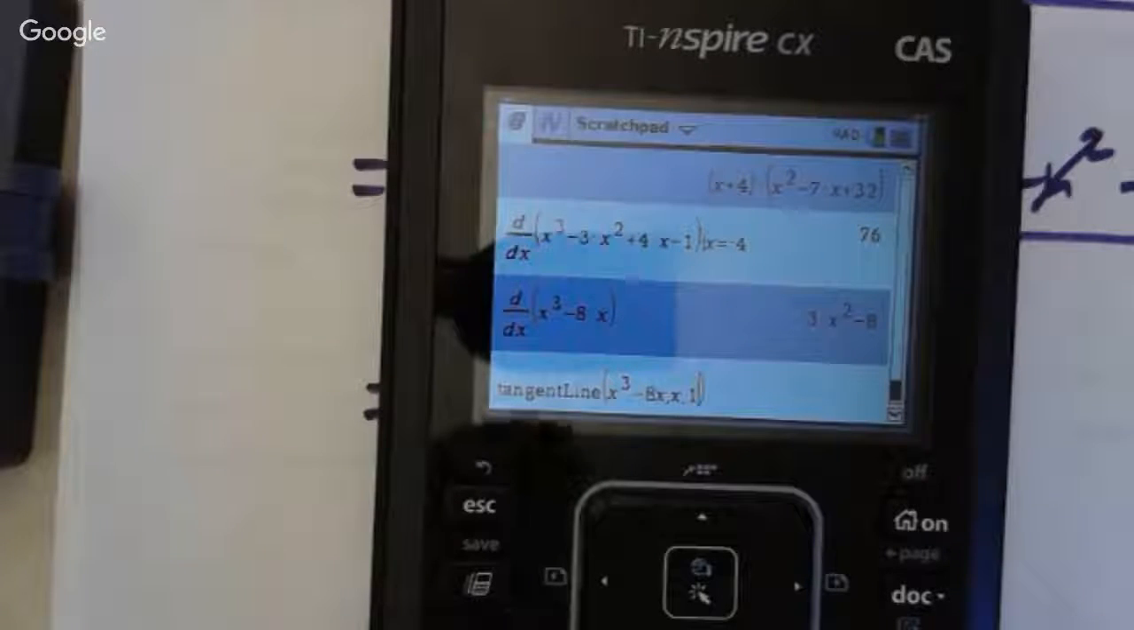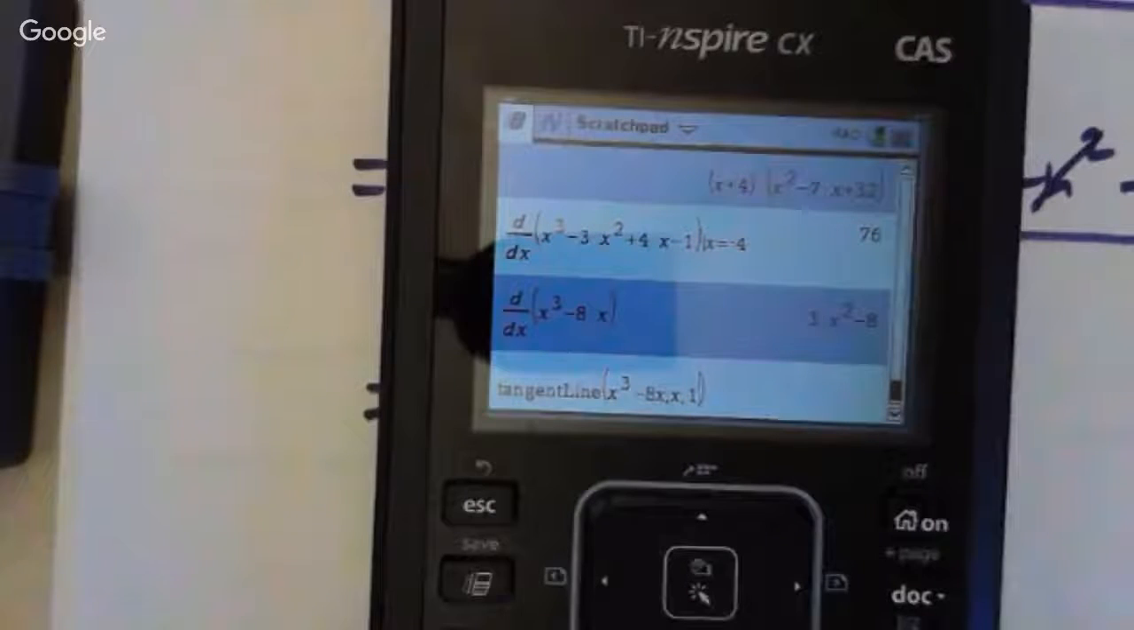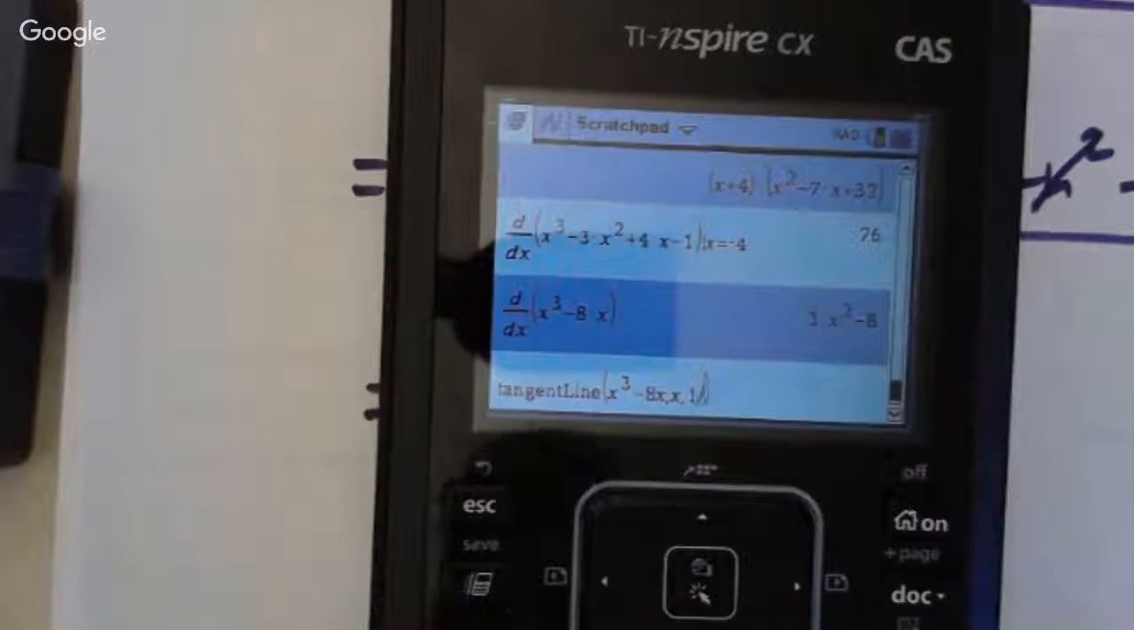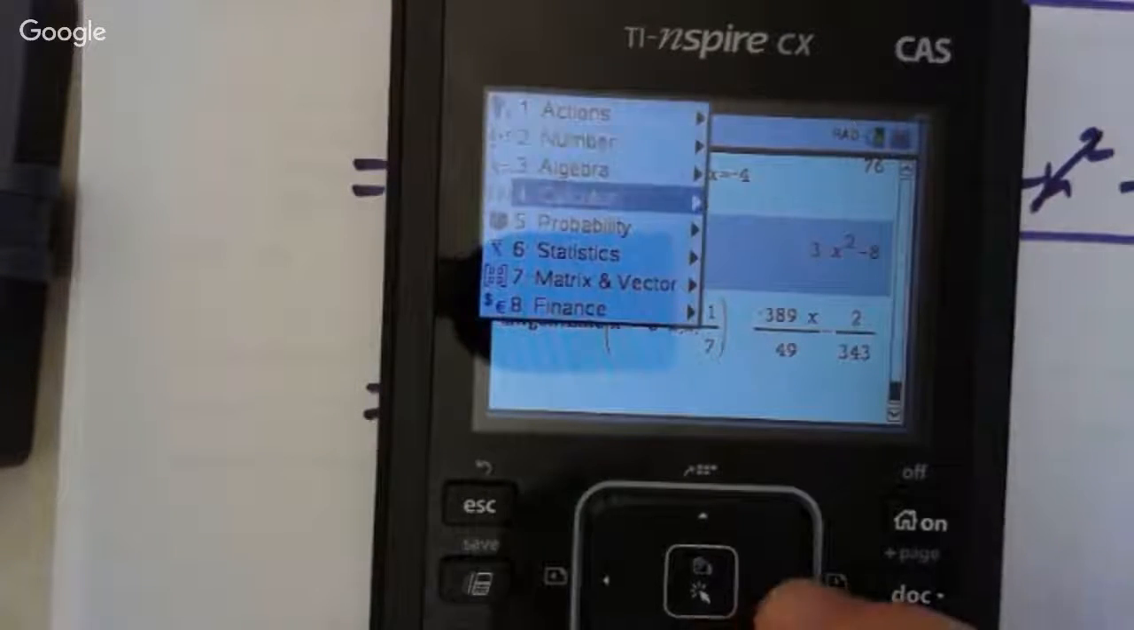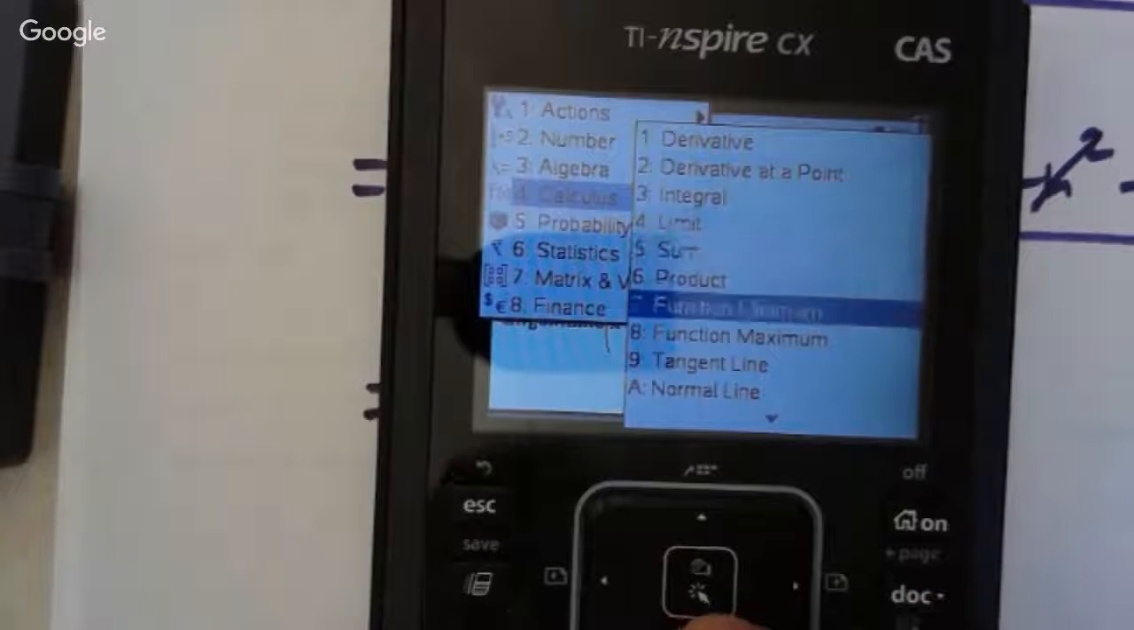Pick one. People, the calculator's going to do it for you. Don't plug in 1. Plug in like 1/7, something nasty. Hit enter, and look at what it did for you. Now notice, it did not say y equals, but here's the equation of the tangent line at that point. And notice, it even reduced the fractions for you. Now, will it do the normal line? Yes, it'll do the normal line too. If you go back to menu, everything's under calculus. You go down to normal line.